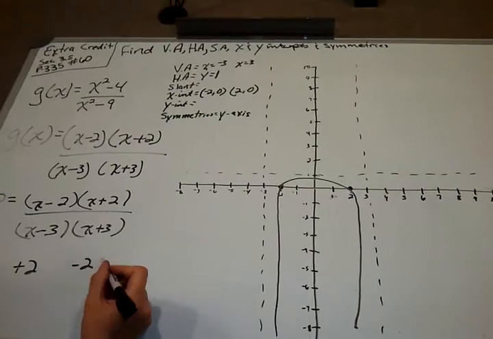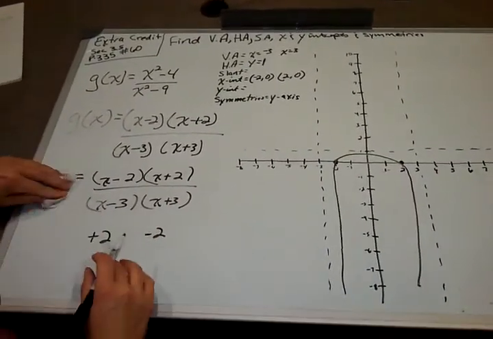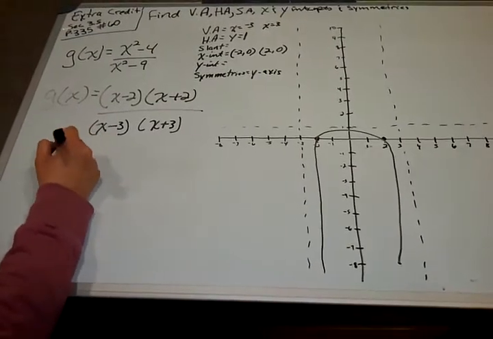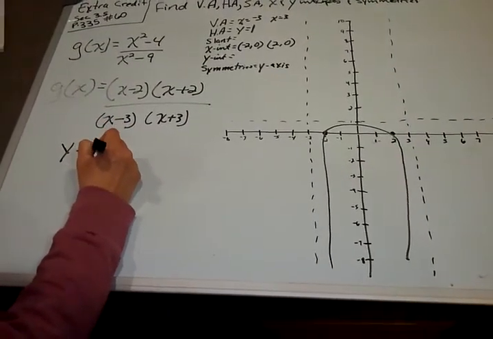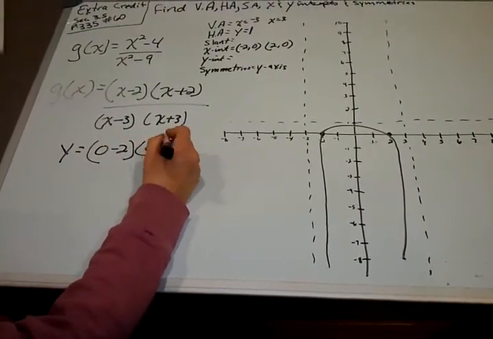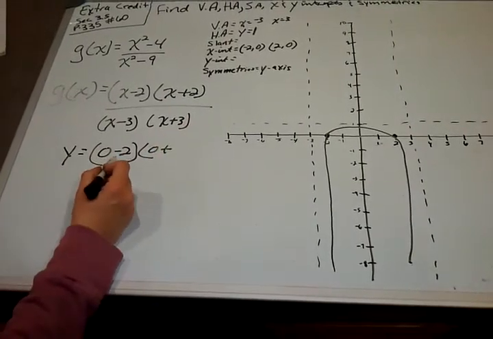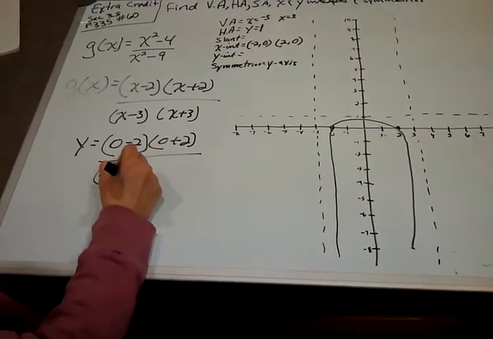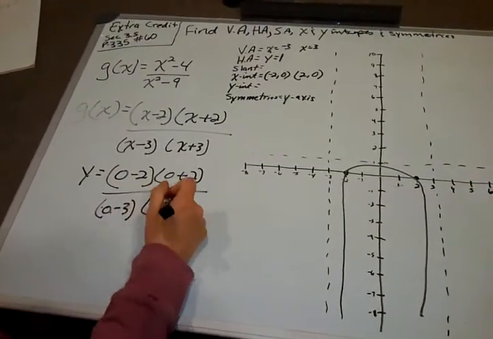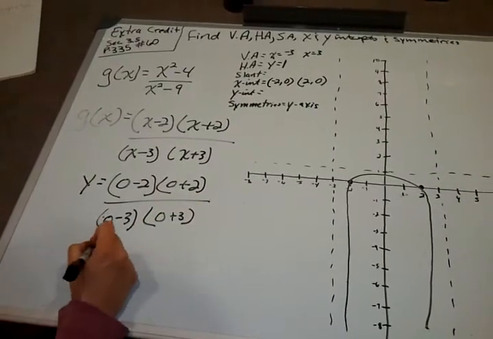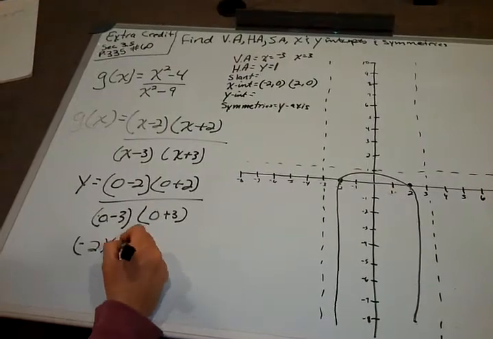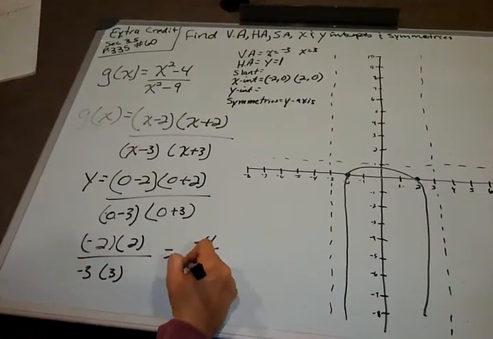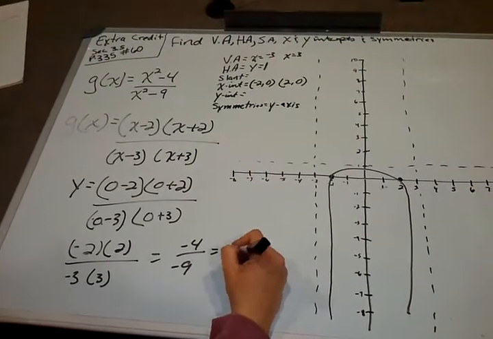Now for our y-intercept, make x 0. So y equals x minus 2 times 0 minus 2 times quantity 2 plus 0 over x minus 3, 0 minus 3 times 0 plus 3, which gives you negative 2 times positive 2 over negative 3 times positive 3, which gives you negative 4 over negative 9, which is positive 4/9.